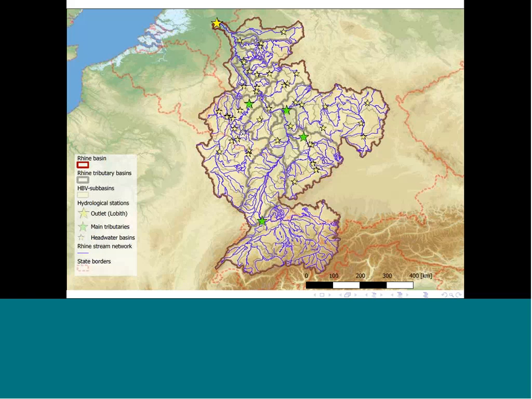Some of the basin is located in France. Most of it is in Germany, and eventually it flows towards the Dutch border. And we have the point of outflow here at Lobith. It's not really the point of outflow, but for practical purposes, we take this to be the outlet at Lobith in the Netherlands.